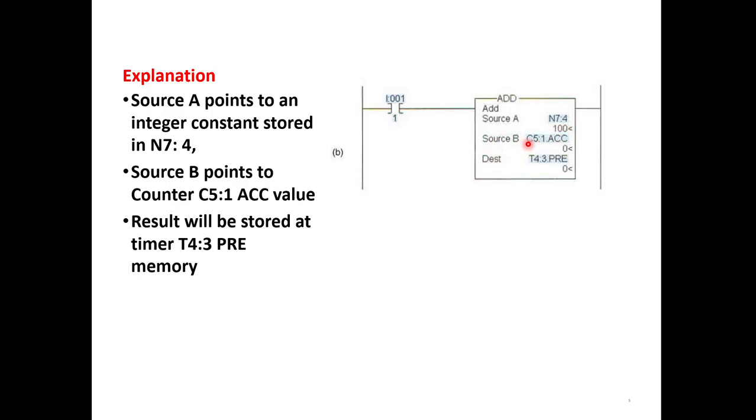What is source B? It is pointing to the counter memory, C5:1 accumulator value. Whatever the accumulator value is, it will add it to this 100, and then store it to the destination, which is T4:3 timer preset value. Why am I doing it? This is maybe part of a bigger program. I'm just explaining how this addition works.